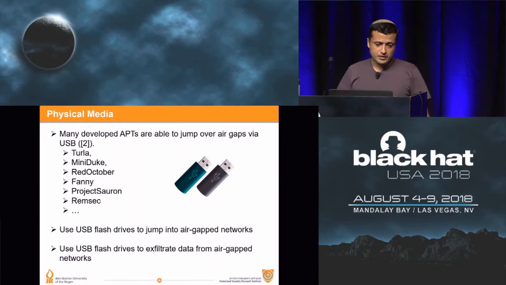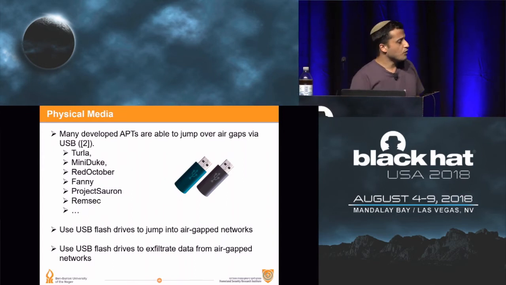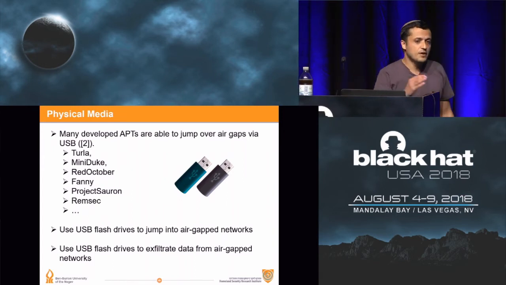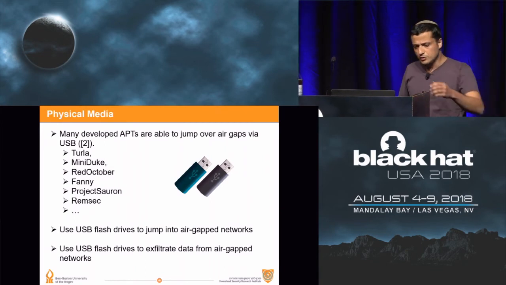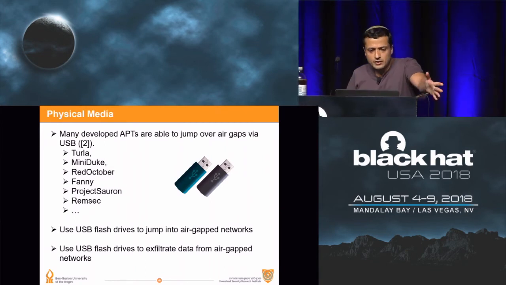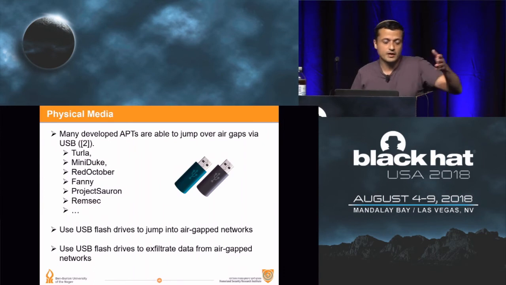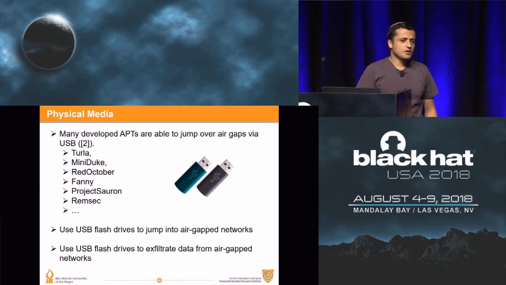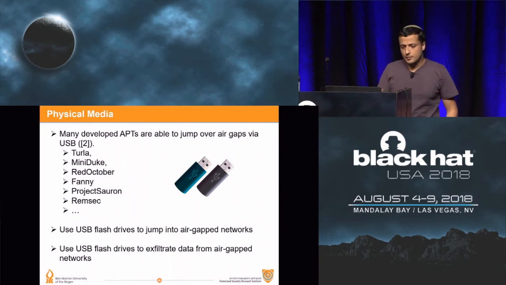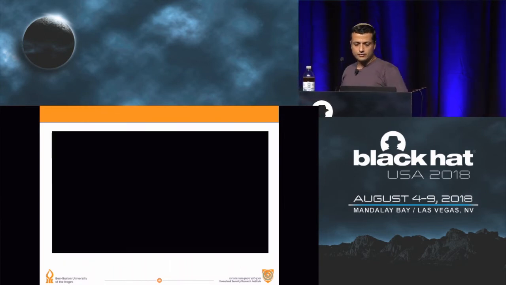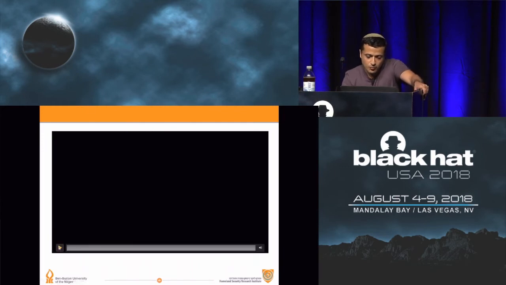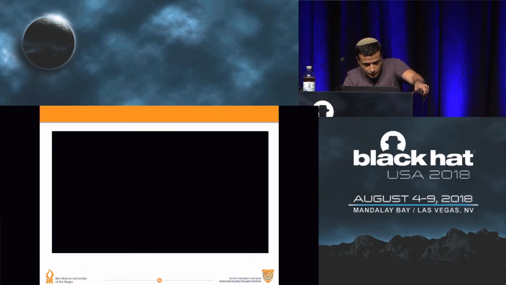Interestingly, many of the known APTs implemented this type of covert channel in their code, including Turla, Miniduke, Flame, Red October, Project Sauron, and REMSEC. All the known APTs already know how to jump the air gap using physical media. So that's the conventional method for jumping the air gap. Now let's move to the more exotic air gap jumping techniques. Let's see the following video.